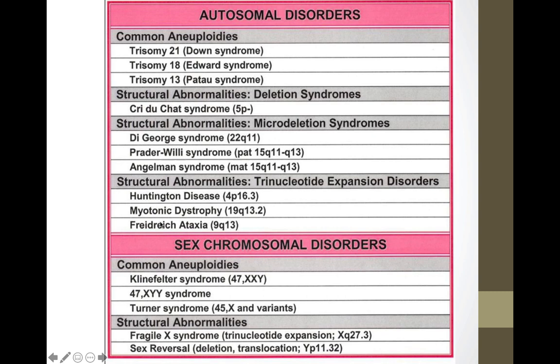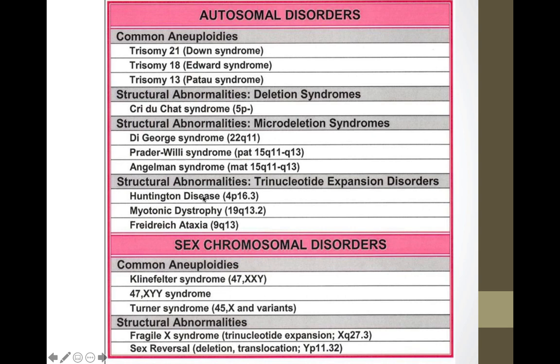All these are expansions of certain trinucleotide sequences over and over. If you have more than a certain known number, for example 300, or if they reach 700, then you have a disorder. We will talk about it in its lecture.